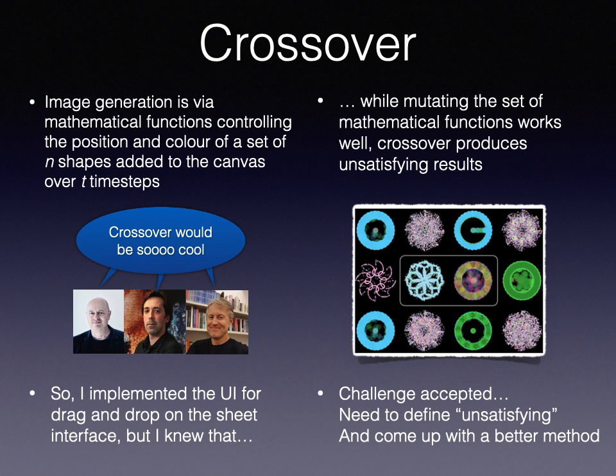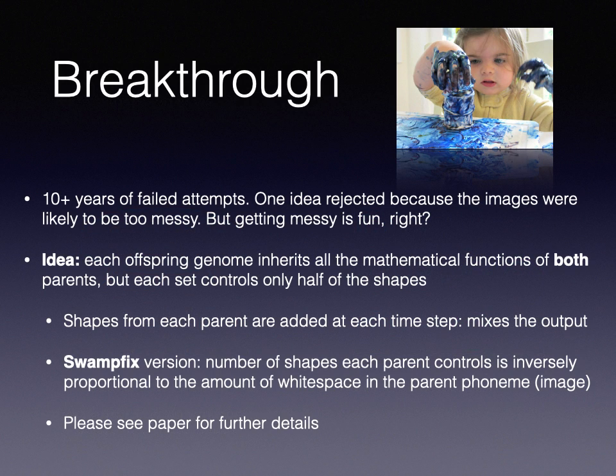So I did accept the challenge, and I needed to define what unsatisfying really is and come up with a better crossover method, as I'll describe now. So the breakthrough came after 10 years of failed attempts by revisiting an idea which I previously rejected because I assumed the images would be likely to be too messy. But then I went back to my fun first design methodology and I thought, why shouldn't they be messy? This is not really about the image generation, it's about having fun rather than producing professional quality images. So messy is really good, ask any child.